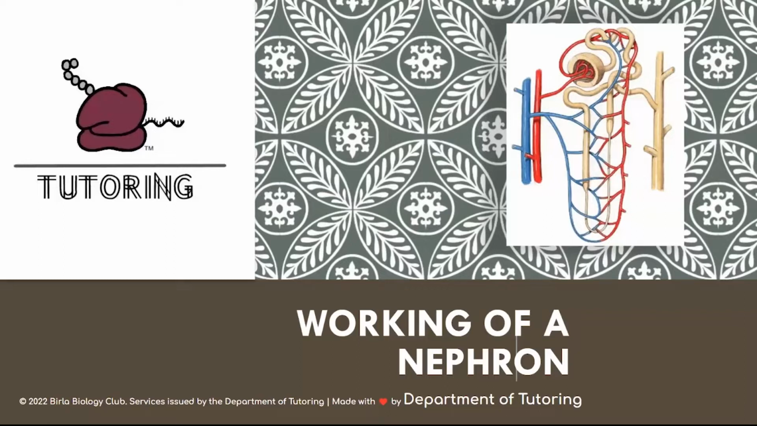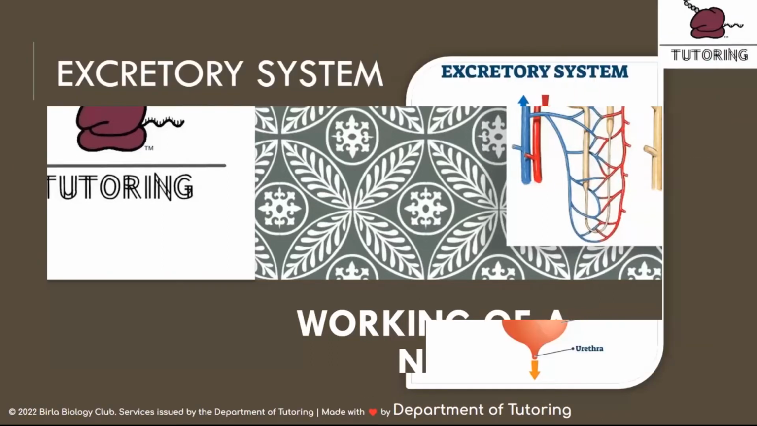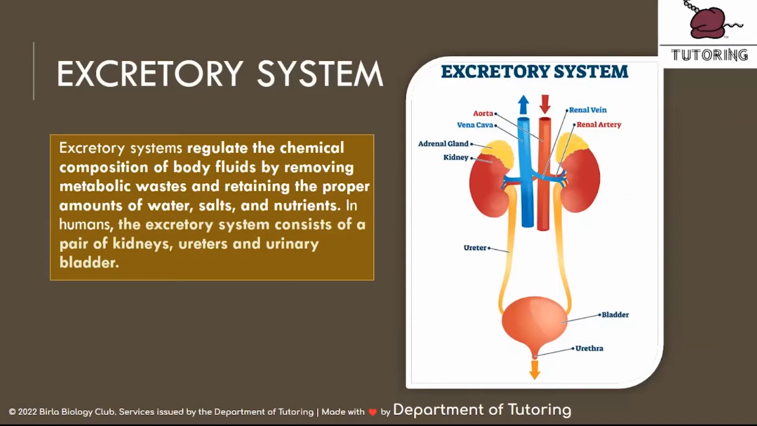This lesson will include the excretory system, what is a nephron, parts of the nephron, functioning of the nephron, the proximal convoluted tubule, the loop of Henle, the distal convoluted tubule, and finally the collecting duct. Let us look at the excretory system.